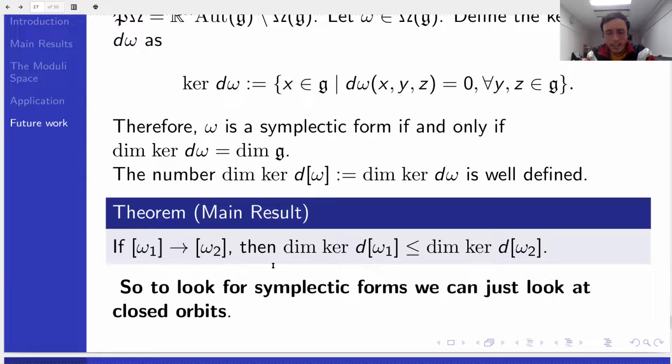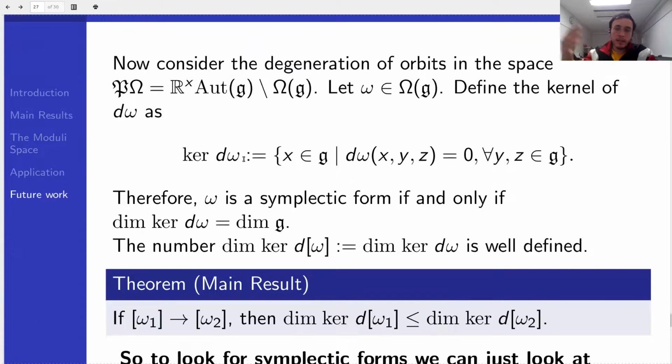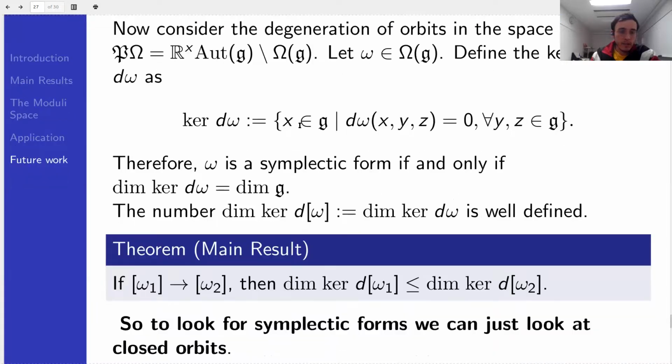This means that you only need to look for the closed orbits, for example, to search for symplectic forms. Yeah, this is what I am thinking lately, whether this can be useful or not. One is grabbing the known results in the Riemannian case and seeing if you can apply them here. The other is using this idea of orbit degenerations to search for which orbits accept a symplectic form. I mean, look for closed orbits and search there for symplectic forms.